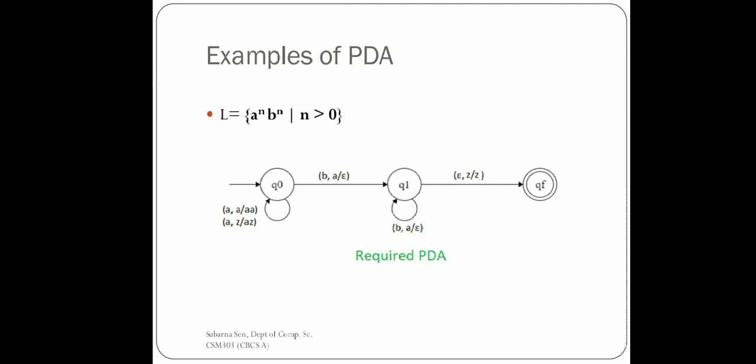Now after reaching q1, as many b's as it gets, it will keep on popping a, and ultimately when it finds epsilon, meaning no content of the string remains, the part W becomes null. Please remember, we used W to represent the remaining portion of the string which we have not processed yet, right? When it becomes epsilon, the content of the stack will remain Z naught, and it will be accepted, so it will move to qf.